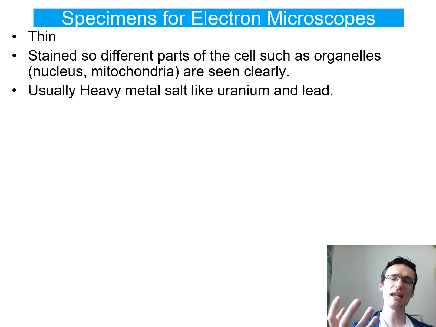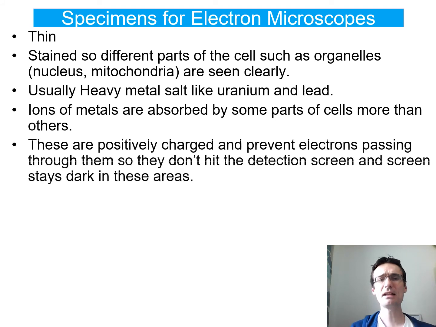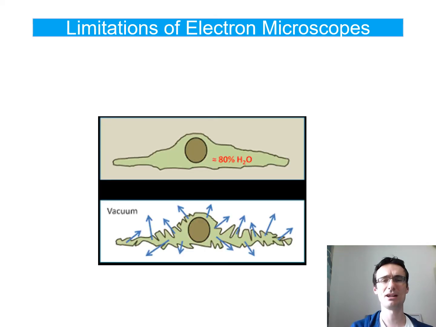So let's say they get absorbed into the nucleus, into the chromosomes. Then that means the electrons will not be able to pass through the chromosomes, and you get a whiter image there. And as a result, you get the different contrasts of dark areas. So the parts that prevent the electrons getting through give the dark areas.